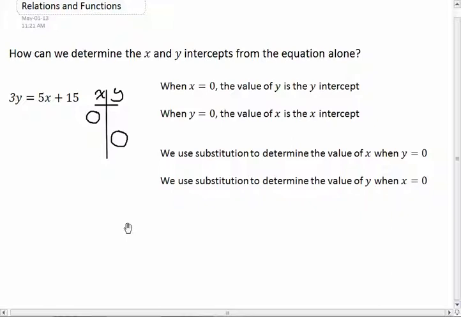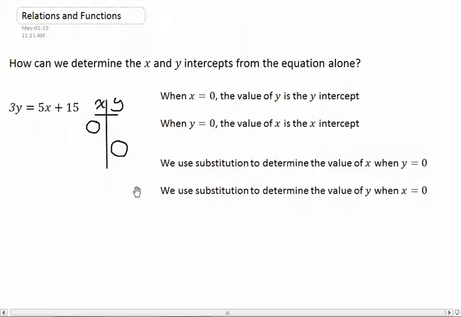So with the equation alone, what we're going to use is our old friend, table of values. So here we've got a linear function: 3y is equal to 5x plus 15. So the trick is as follows: when x equals 0, the value of y is the y-intercept. And when y equals 0, the value of x is the x-intercept.